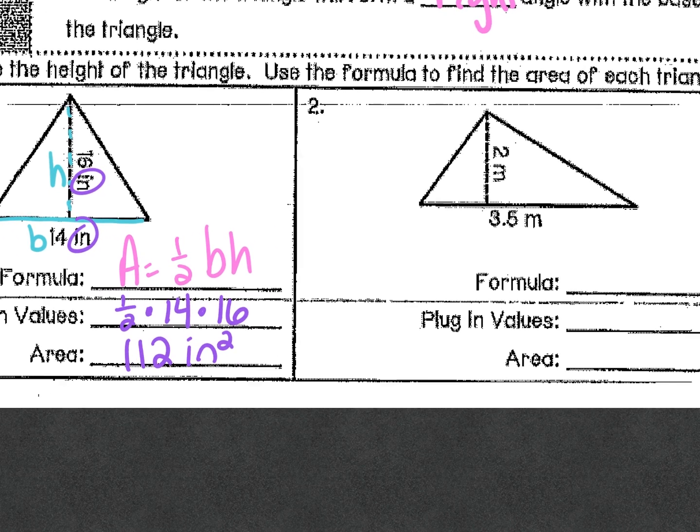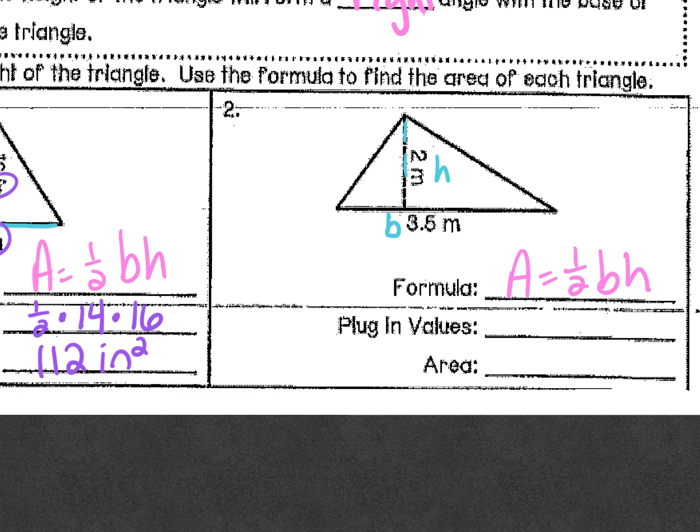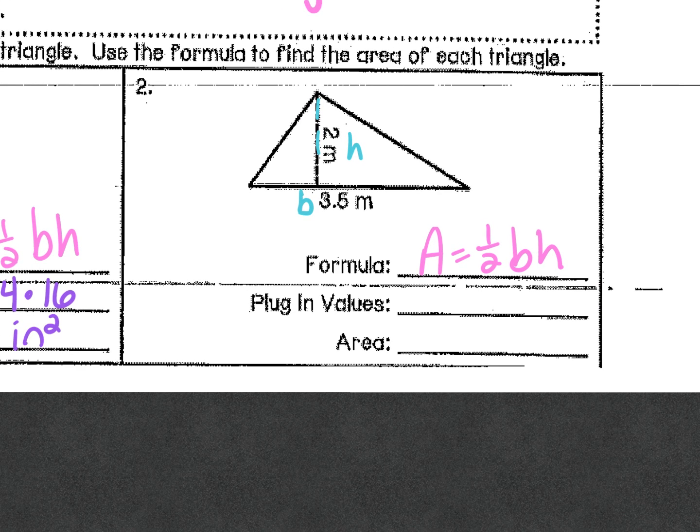Okay, let's try another one. Again, formula is area equals 1/2 base times height. So you multiply the base and the height like you do with the rectangle, and then you take half of that, or divide by 2. Okay, my height here is 2. My base is 3.5. It's a good idea to label them, as I did on the first one.